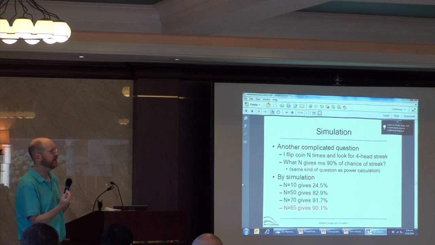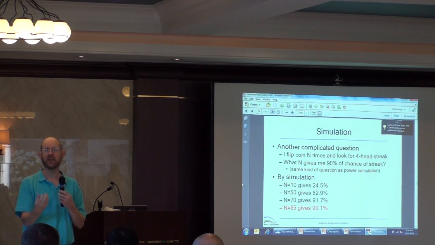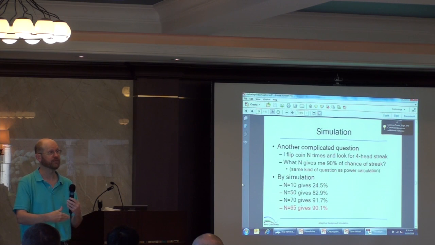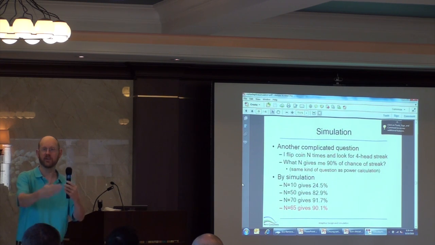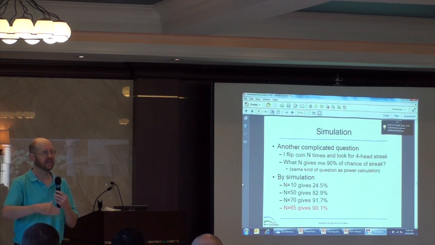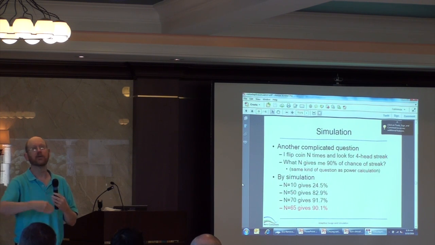This is the kind of calculation you would do to find power. If you want 90%, what sample size do I need for 90% power? Well, we're going to simulate a trial with 10 subjects. That's only 24.5% power. We'll simulate a trial with 70. It is a fair amount of trial and error, but you can binary search this and get to the right answer relatively quickly.